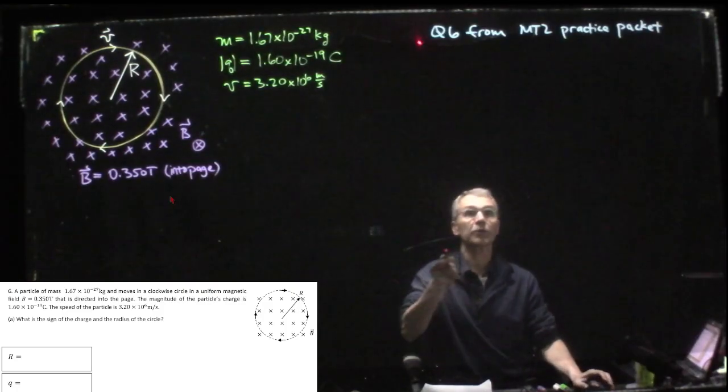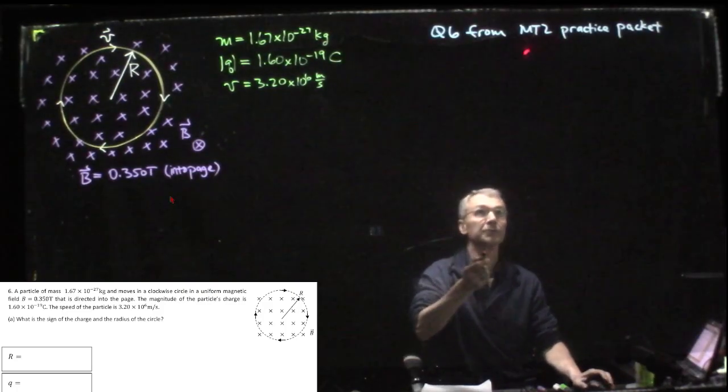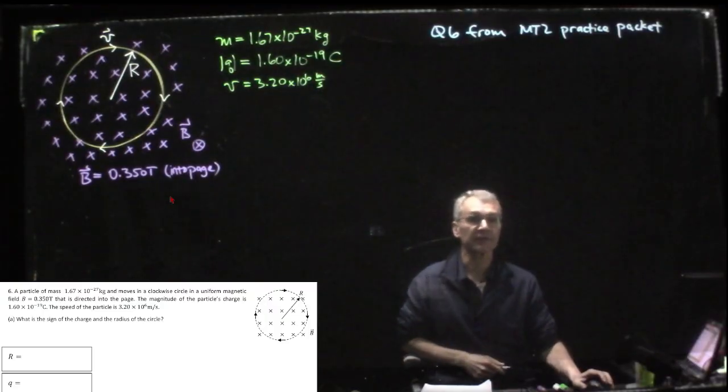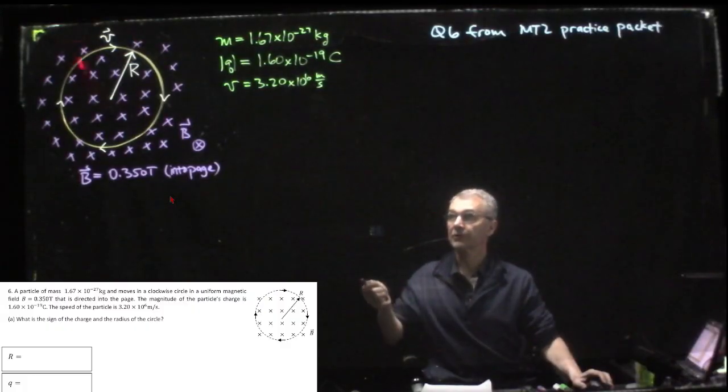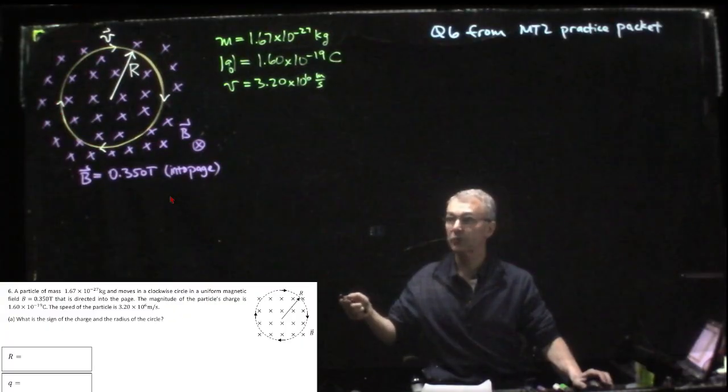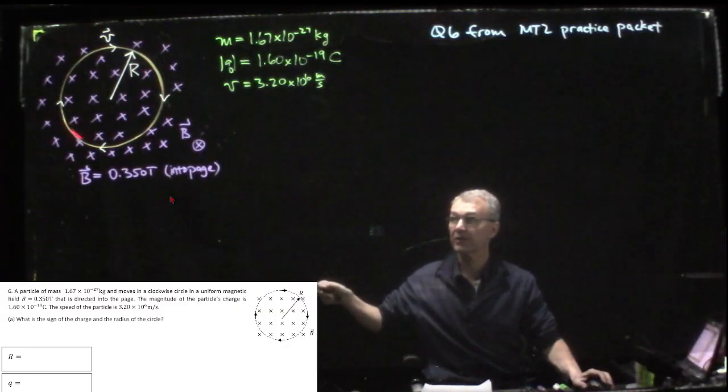Let's solve question 6 from the midterm 2 practice packet that Bob Johnson put together. So the scenario is that we have a uniform magnetic field, magnitude 0.35 Tesla, pointing into the page. That's all the purple X's.